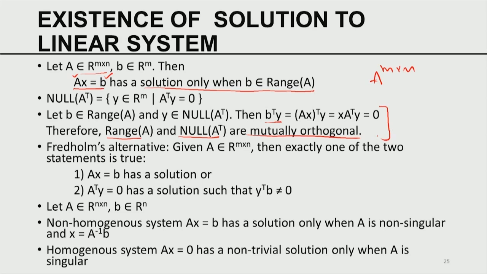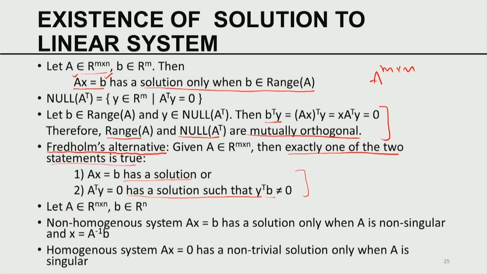Now coming back to the existence question, there is a famous result by Fredholm. It's called Fredholm's alternative. Fredholm's alternative essentially says the following. Given a matrix A which is m by n, exactly one of the two statements is true. Either Ax is equal to B has a solution, or A transpose Y equal to 0 has a solution such that B transpose Y, or Y transpose B, is not equal to 0. So these are the only two possibilities that can happen for a general case of matrices which are rectangular.